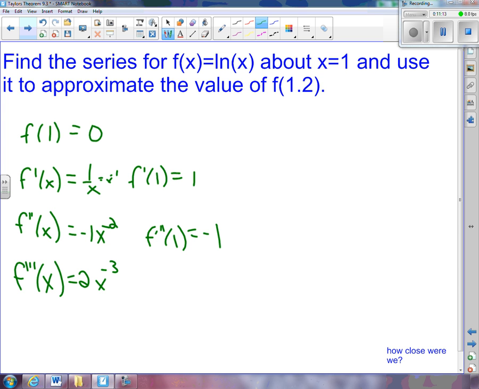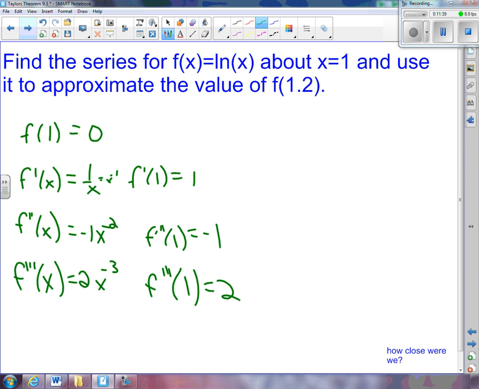The third derivative is 2x to the negative 3, so at 1 it's 2. I didn't tell you how many terms we wanted. This is enough terms. Is there one more? No, no more.